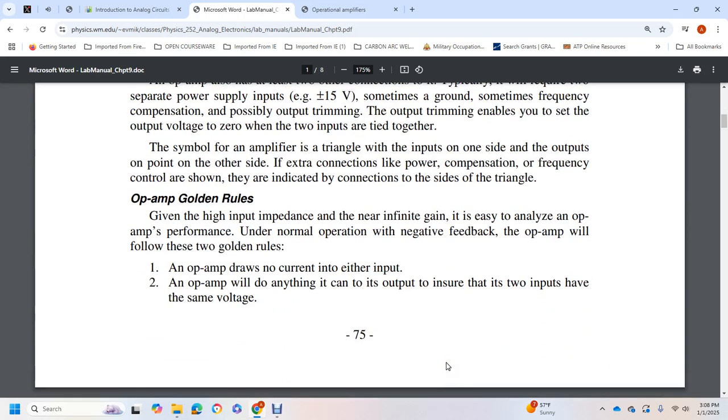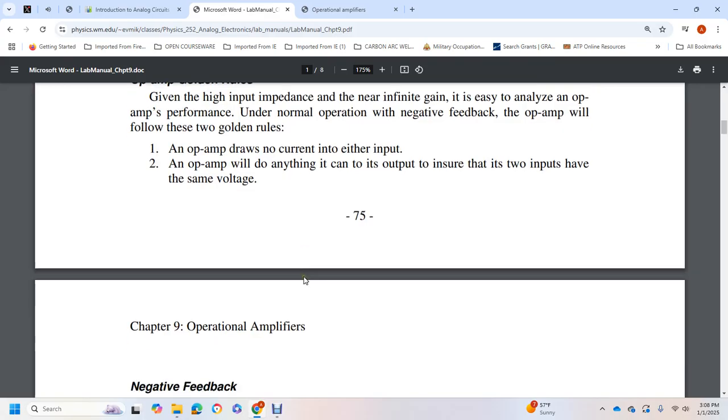The op amp golden rules: given its high input impedance and near-infinite gain, it is analyzed in normal operation with negative feedback. The op amp will follow these two golden rules. First, the op amp draws no current into the inputs. Second, the op amp will do anything it can with the output to ensure the two inputs have the same voltage.